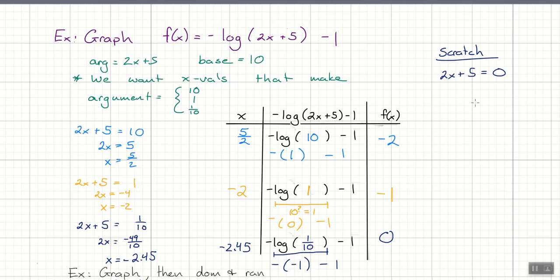Help me solve it. Subtract 5, divide by 2, yeah? What do we just find? This is my vertical asymptote.